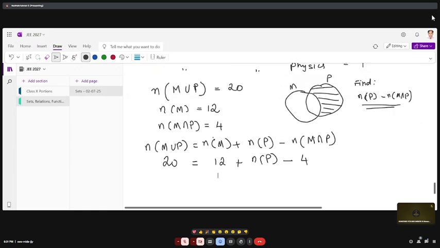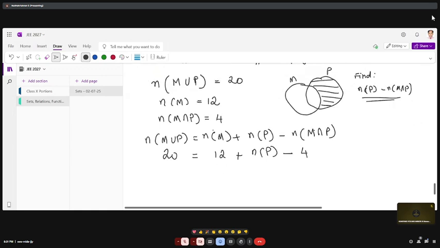Right? So 20 equal to 12 plus N of P minus 4. 12 minus 4 is plus 8. So N of P plus 8 equal to 20. So what is N of P? N of P is 12. From this formula, we can calculate N of P as 12.